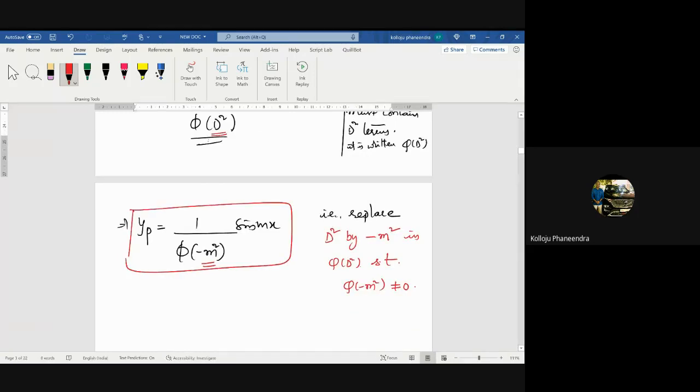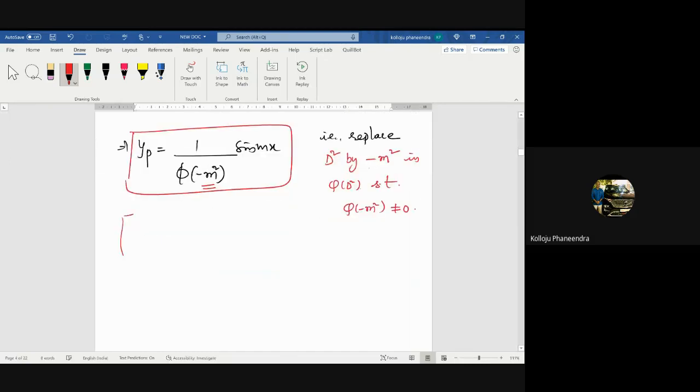So what is the method? Sin mx, cosine mx, sin mx plus c, whatever it is, f of d must possess d square terms, first condition. Second condition is: replace d square by minus m square. Remember, this is minus m square, not minus m whole square.